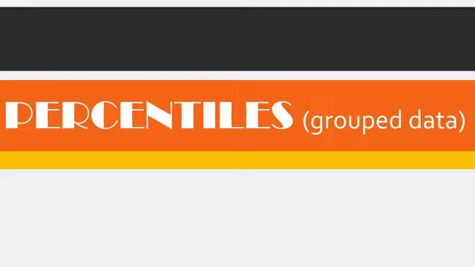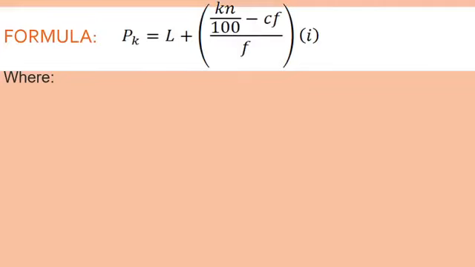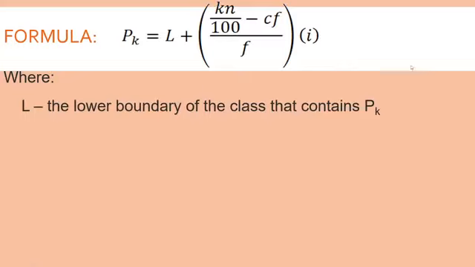In our session today, we will be having percentiles of group data. This is very similar to what we had with quartiles and deciles. So you are very familiar already with our formula. So we have here the percentile formula, and you have noticed that our denominator is now 100.